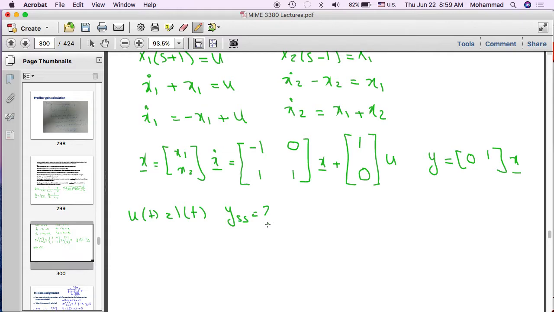And the way to solve it is through final value theorem. So y steady state is equal to s times 1 over s times the transfer function, which is 1 over s plus 1 times 1 over s minus 1, when s goes to 0.